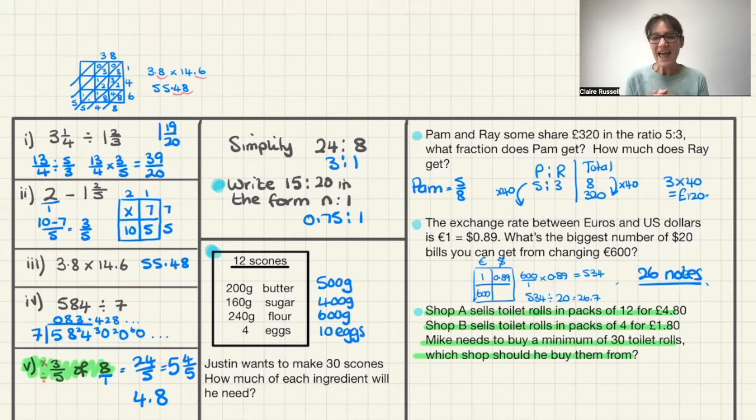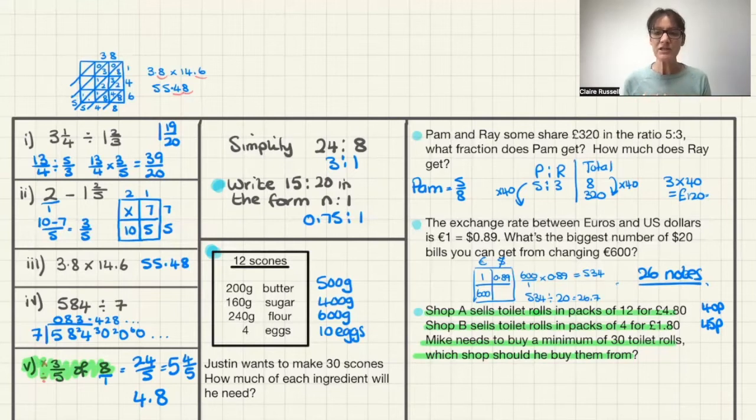Okay, so shop A and shop B is a slightly different question. And if you rely solely on working out the cost of one toilet roll, then you would have chosen shop A, because shop A's toilet roll came out at 40p, whereas shop B's came out at 45p. But there's a little bit more going on here. You've been told to work out which shop he should buy them from based on the fact that he needs 30 toilet rolls, okay? So you've got to think about the context.